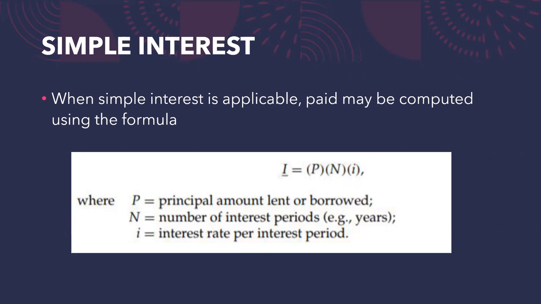So total interest that you need to pay back is equal to the amount that you loan or lend multiplied by the N value, the number of interest periods, and the interest rate per interest period.